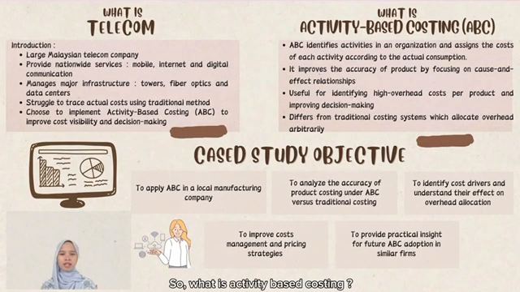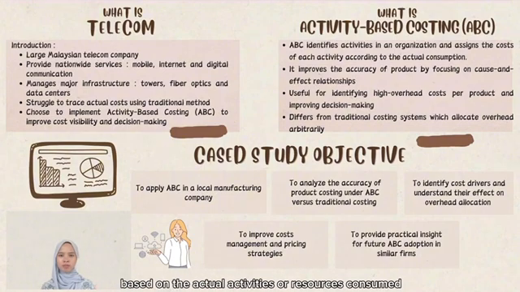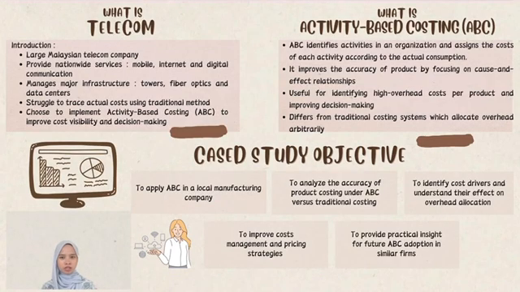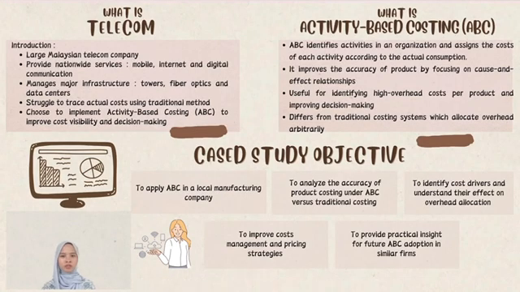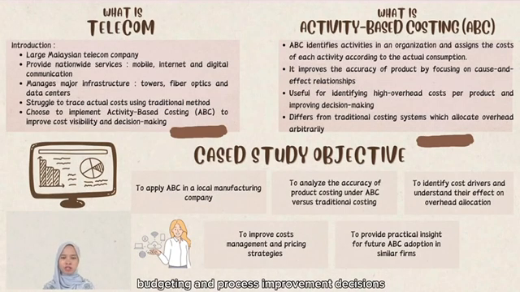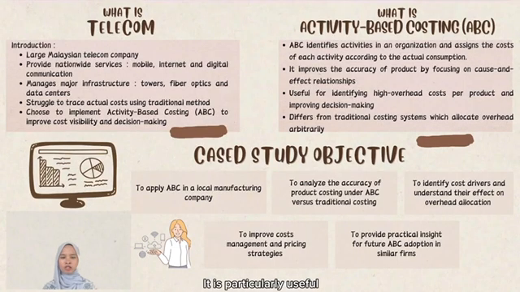So, what is activity-based costing, ABC? Activity-based costing is a more accurate method of assigning costs to products or services based on the actual activities or resources consumed. Unlike traditional costing, which spreads overhead costs evenly across products, ABC identifies key activities in an organization and allocates costs based on each product's use of those activities. This approach enhances cost visibility and helps managers make more informed decisions about pricing, budgeting, and process improvement. It is particularly useful in environments with diverse products and complex operations.